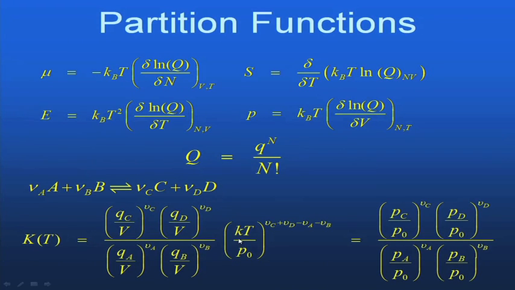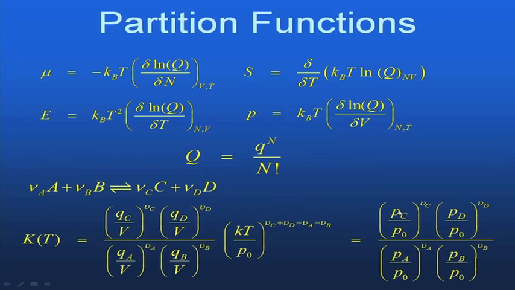So basically this will have this expression, P is your this one. If you write the appropriate expression, you will get this type of expression: Pc by P0 to the power nu C, Pd by P0 to the power nu D, Pa by P0 to the power nu A, Pb by P0 to the power nu B.